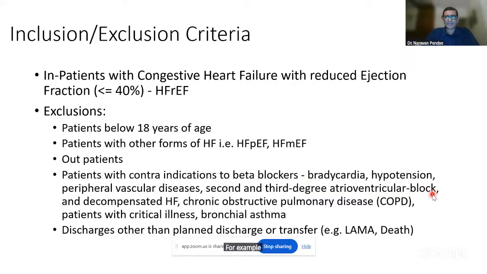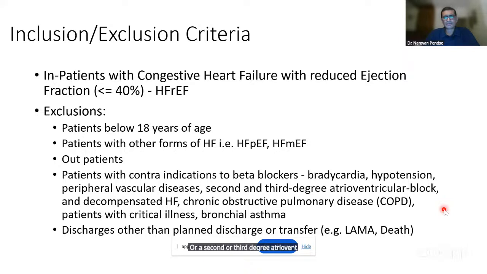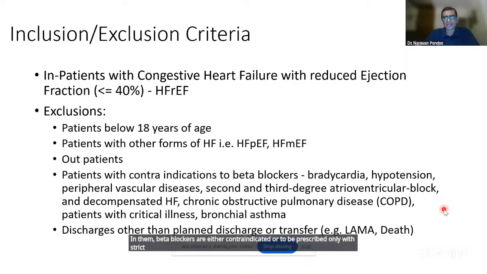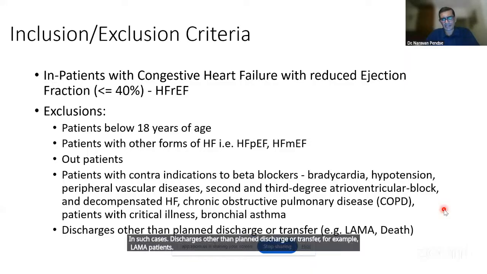For example, patients who have already got a reduced heart rate or a reduced blood pressure, or a second or third degree atrioventricular block or bronchial asthma, etc., in them beta blockers are either contraindicated or to be prescribed only with strict caution, and it may be a clinical decision to prescribe or not prescribe a beta blocker in such cases. Discharges other than planned discharge or transfer, for example, LAMA patients, there may not be enough time to prescribe discharge medications. Death would obviously be excluded from this group.